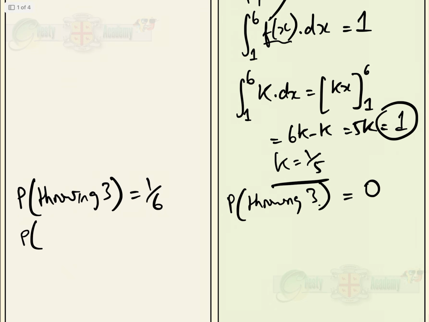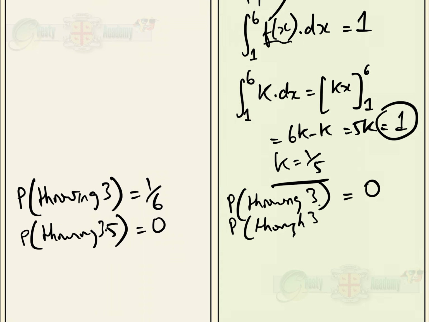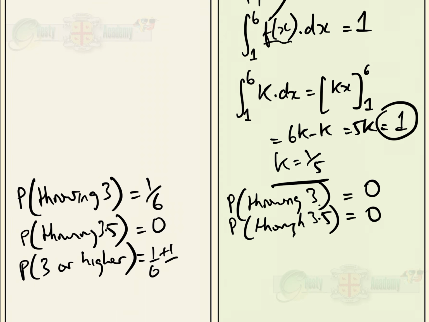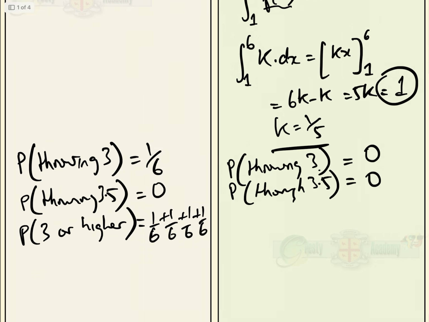The probability of throwing 3.5 on our physical dice is clearly equal to 0, and that is actually the same in our electronic dice. Throwing 3.5 is also equal to 0. But more interesting, what about the probability of throwing 3 or higher? Well, that clearly equals a 6th for each of a 3, 4, 5 or 6, and that probability is 2/3 that we get a 3 or higher on our discrete random variable.